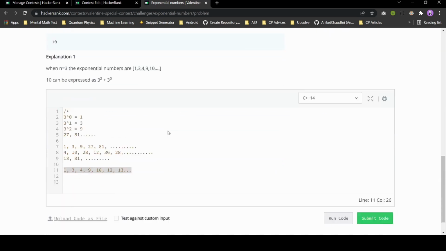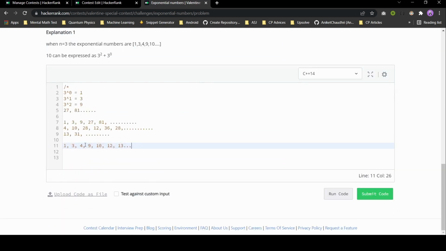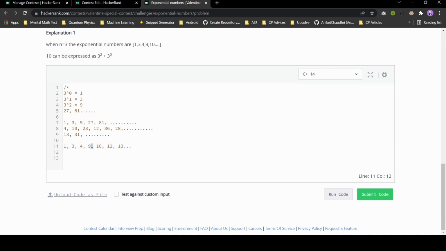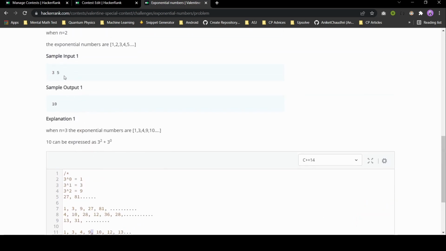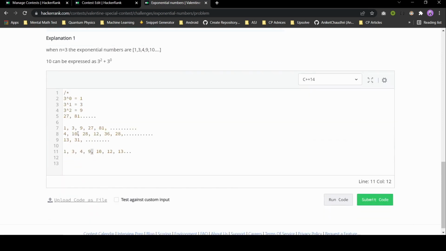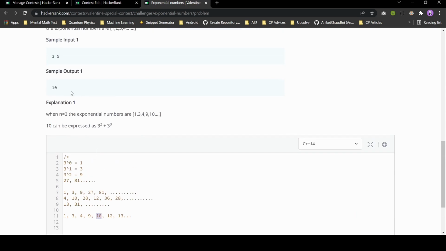So if we try to do this and print the kth number, what we have to do? After sorting, we have to print the kth number. So in the case of 3, we have to print the fifth number. So you see 1, 2, 3, 4, 5. The fifth number is 10 and the answer is 10.